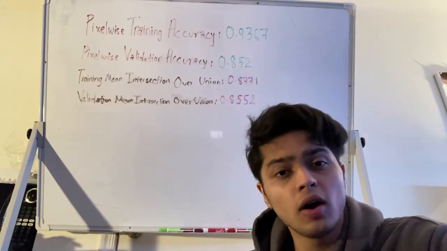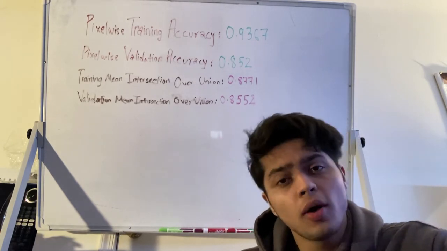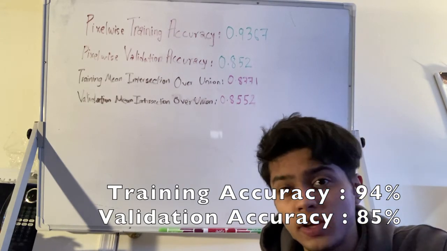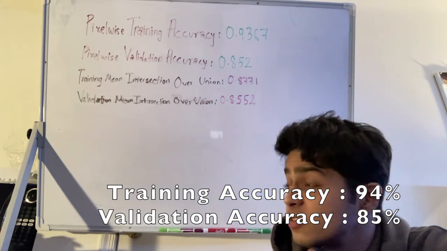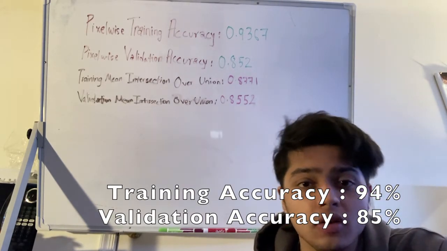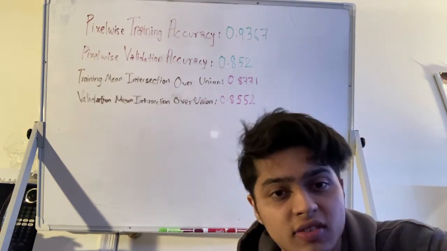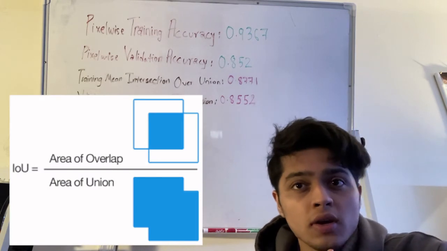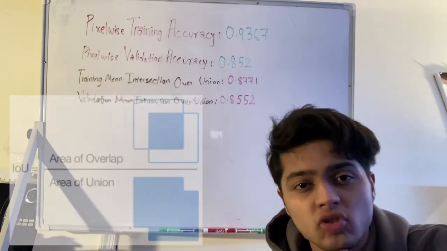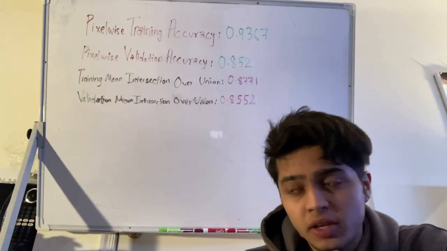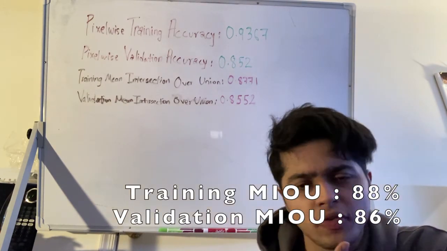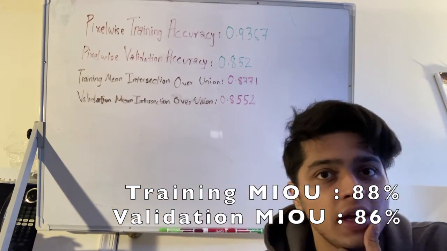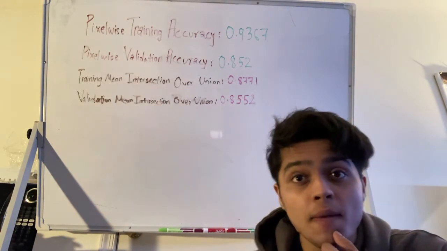Results of our final model were quite promising. The model achieved a 94% pixel-wise accuracy on the training set and 85% pixel-wise accuracy on the validation set. In image segmentation problems, another common metric used is mean intersection over union. Our model obtained a mean intersection over union of approximately 88% on the training set and approximately 86% on the validation set.